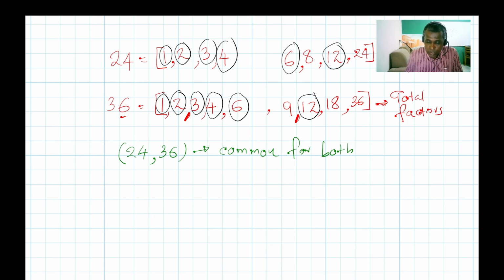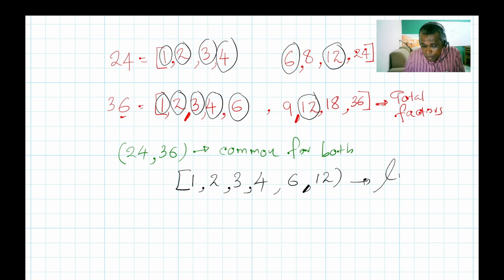What are the common factors? 1 is a common factor, 2 is a common factor, 3 is a common factor, 4 is a common factor, 6 is a common factor and 12. It is also limited. We have limited numbers. That means it is not infinite. We have some limited number of factors. So 1 is always a factor for all.